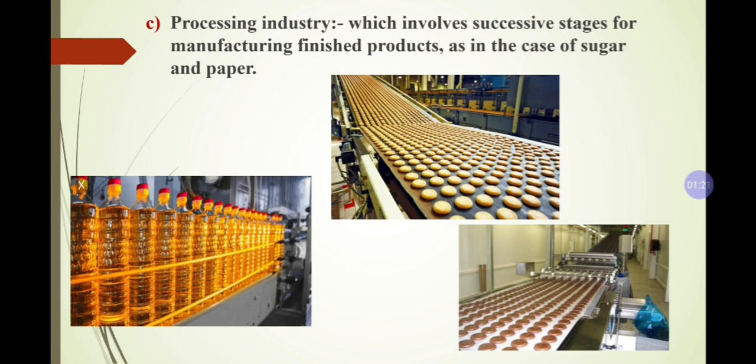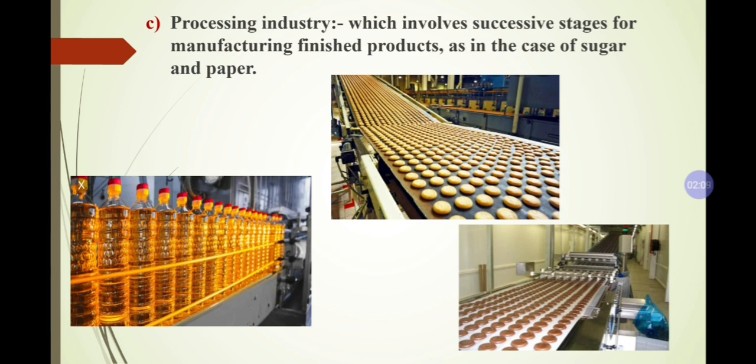Even your soap, where we use glycerin, oil, soap flavors and soap materials, all this. So different products have been put together in the processing to get one product. Here the example is sugar. First we need to cultivate sugar cane, one process. Next, sugar cane has to be taken in the form of juice, second stage. Sugar cane needs to be boiled and chemicals added, third stage. From there we extract sugar in the fourth stage. So where the processes are more, that is called a processing industry.